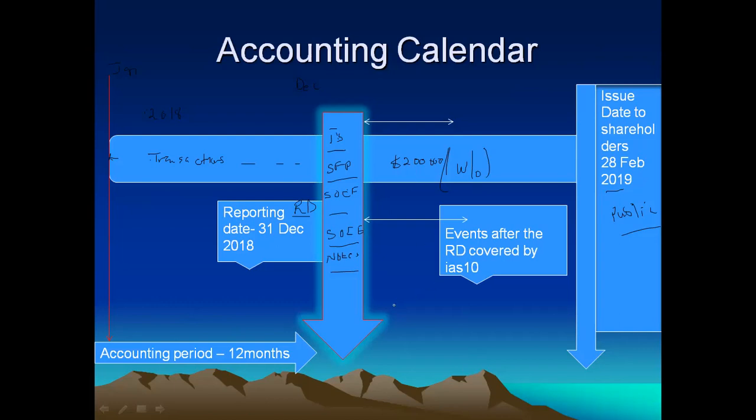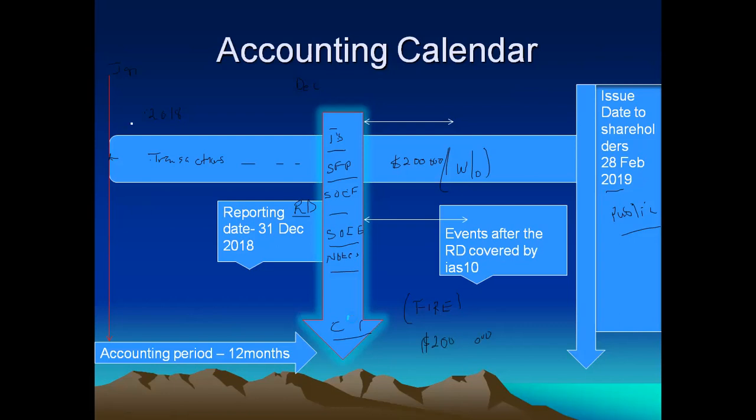Let's say then after 31 December, there is an occurrence of fire. What do we do when there is fire? This fire destroyed stock worth, let's say, $200,000 again. What do we do to our closing inventory that is in the SFP? That's the question that we are trying to answer. At the end of the day, we have guidance from IAS 10 to guide us whether to adjust or not adjust. That's the major topic that we want to cover today: adjusting events and non-adjusting events.